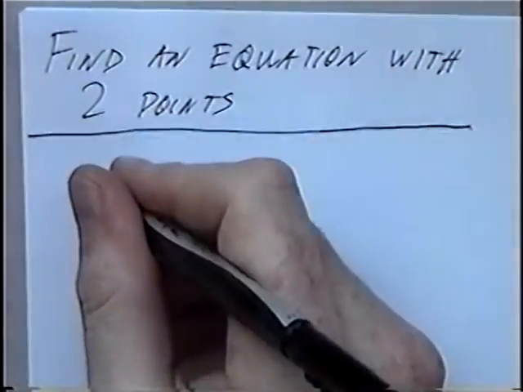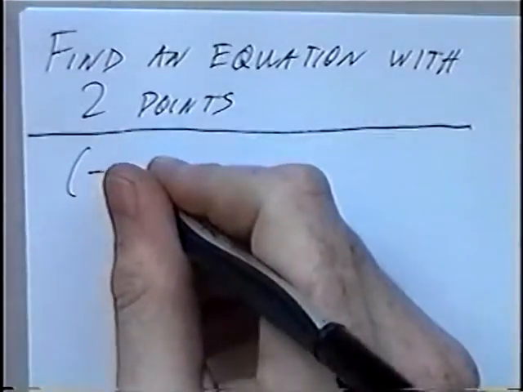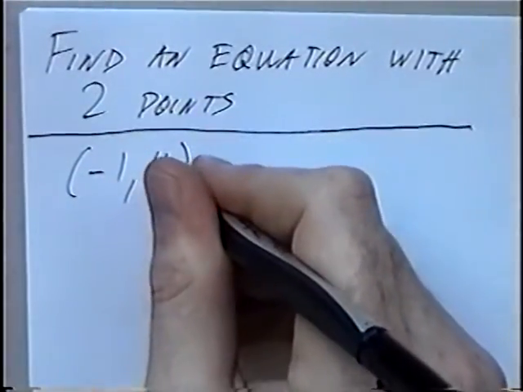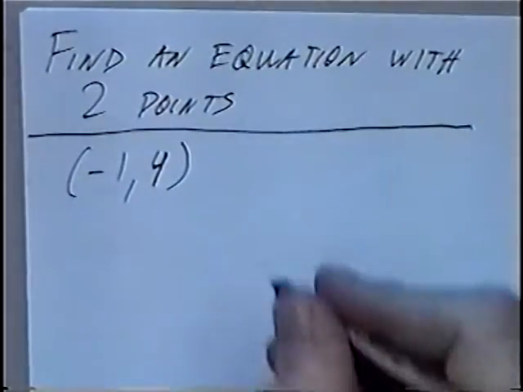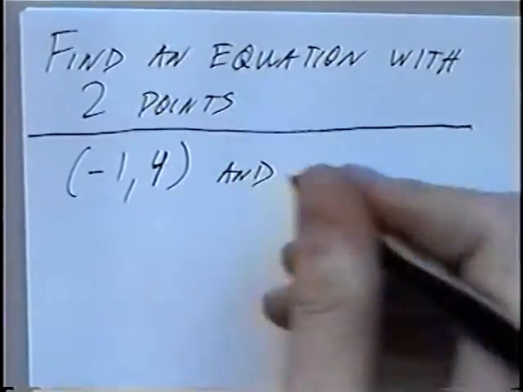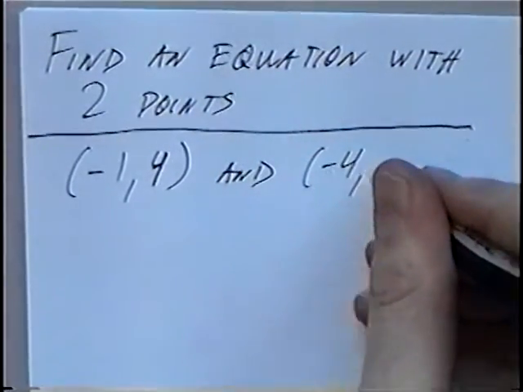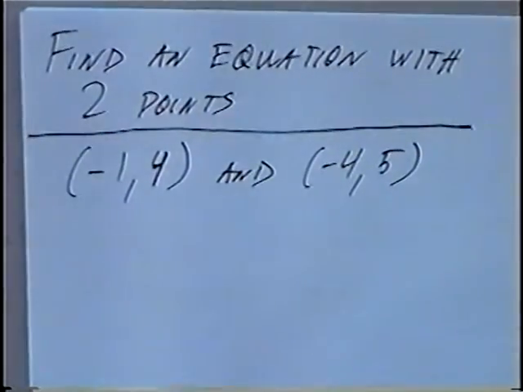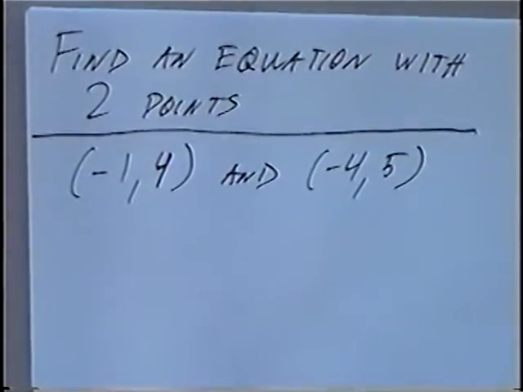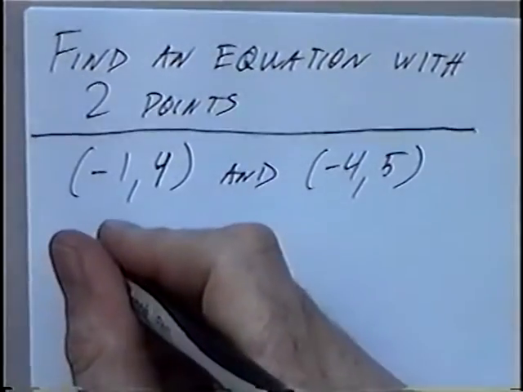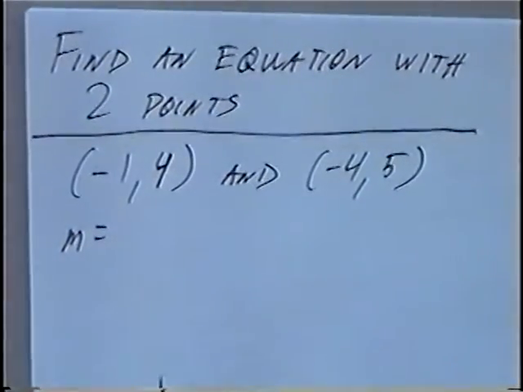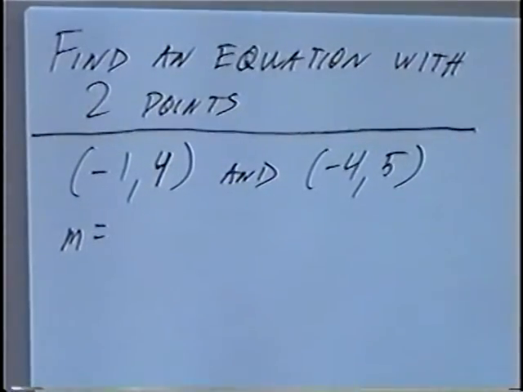First problem. 2 points. The first point is -1, 4, and -4, 5. So using these 2 points, we can write an equation in y equals mx plus b form. The first step, we can find out the slope, or what m is, using the 2 points.